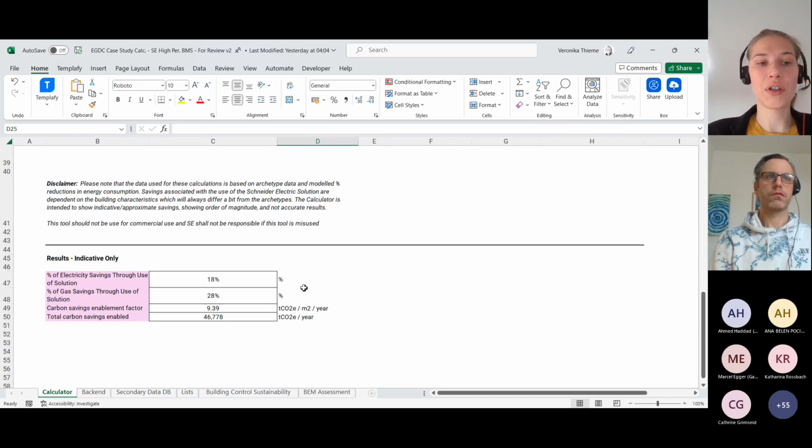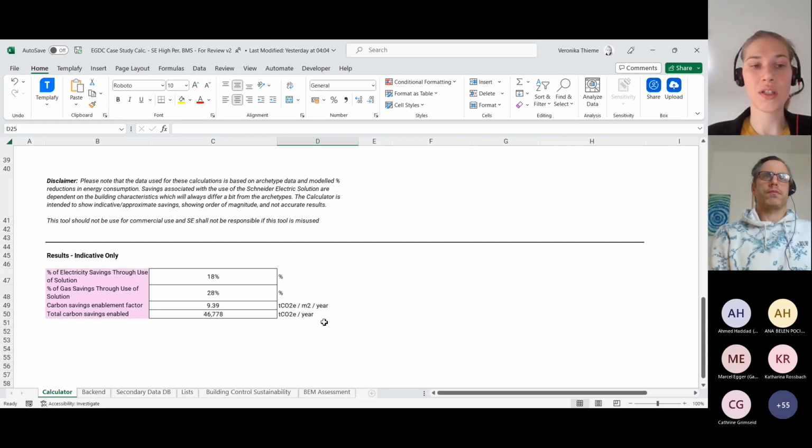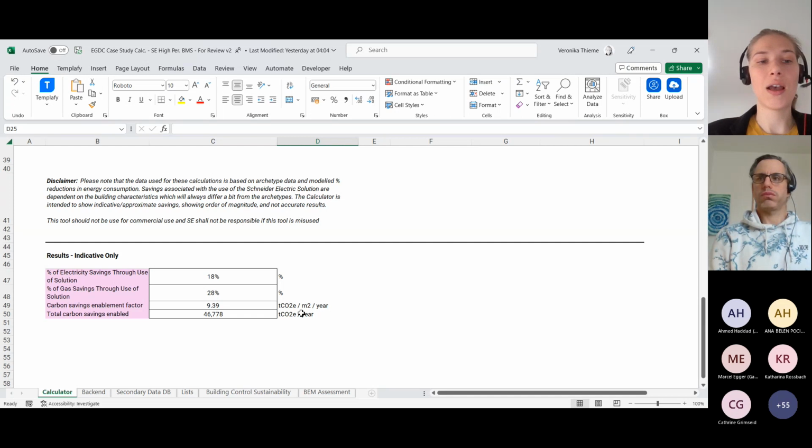And then at the bottom, you can see here that it then shows the results. So it shows the electricity and gas savings as a percentage, as well as the carbon saving enablement factors, so the savings per square meter, as well as total carbon savings enabled.